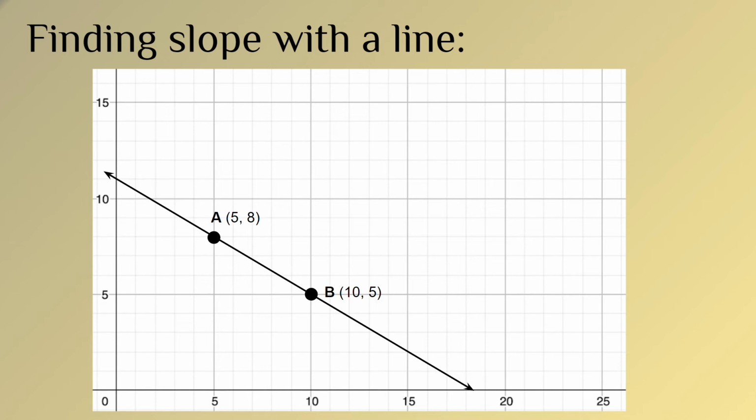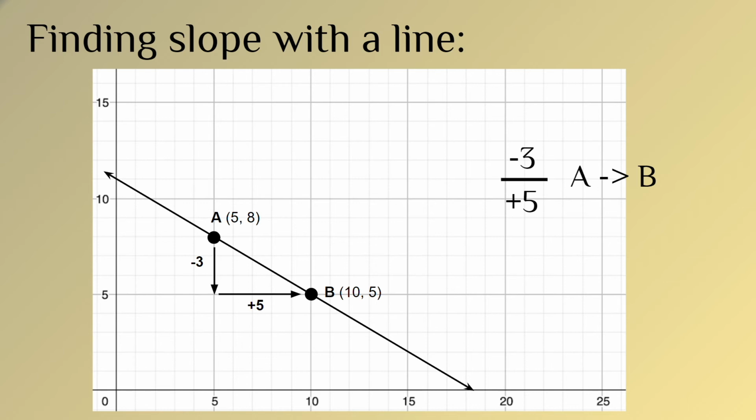Anyways, now we need to find the y change and the x change of these 2 points. Going from A to B, the y change descends from 8 to 5, making the y change of A to B -3. From A to B, the x change is from 5 going to 10, making the x change +5. Now that we have our y and x changes, we can finally find our slope, which going from A to B is -3/5.